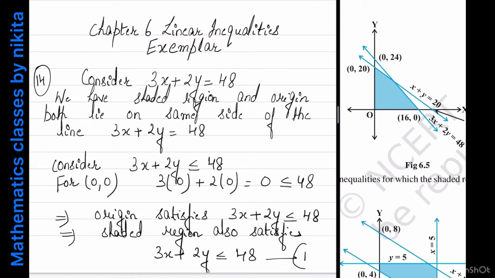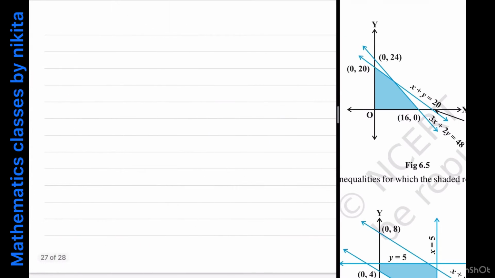Mark this as 1. Now when I say that the shaded region satisfies this inequality, it means that if you take any point in this region, then it will satisfy the inequality 3x plus 2y less than or equal to 48. But the converse is not true. That means if you take any point from the lower half plane, that is 3x plus 2y less than or equal to 48, it may not lie on that blue region. So one way it is true that the shaded region satisfies the inequality 3x plus 2y less than or equal to 48.